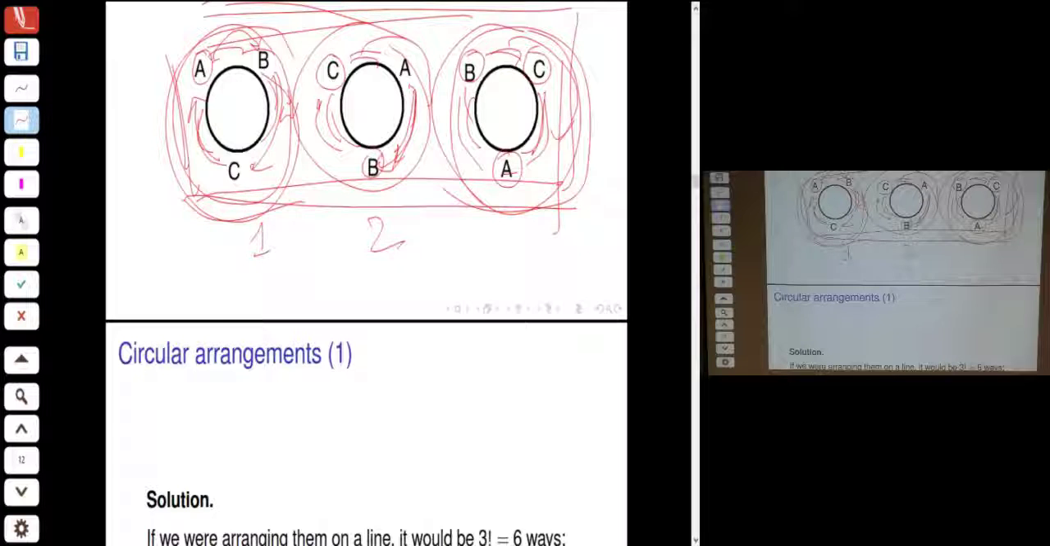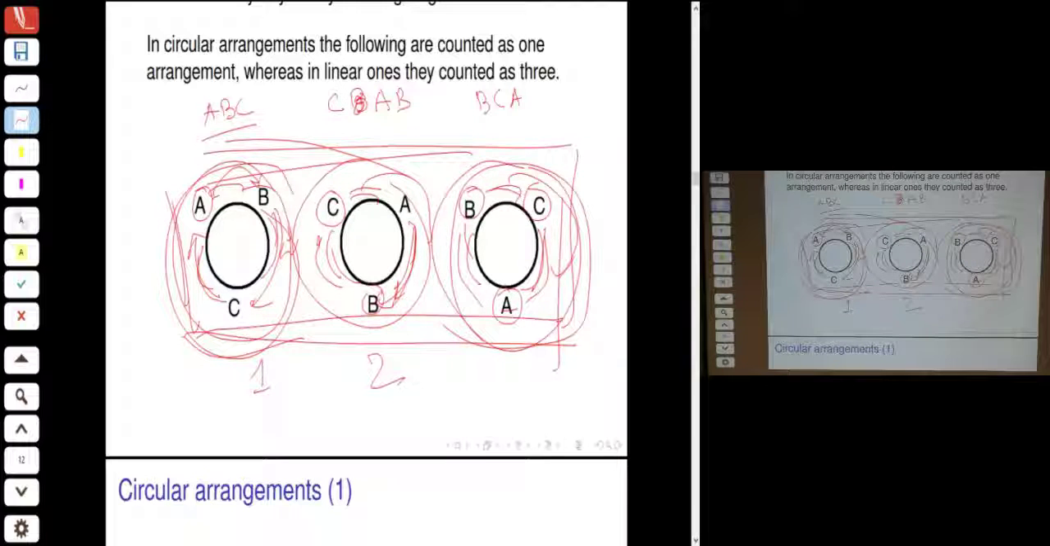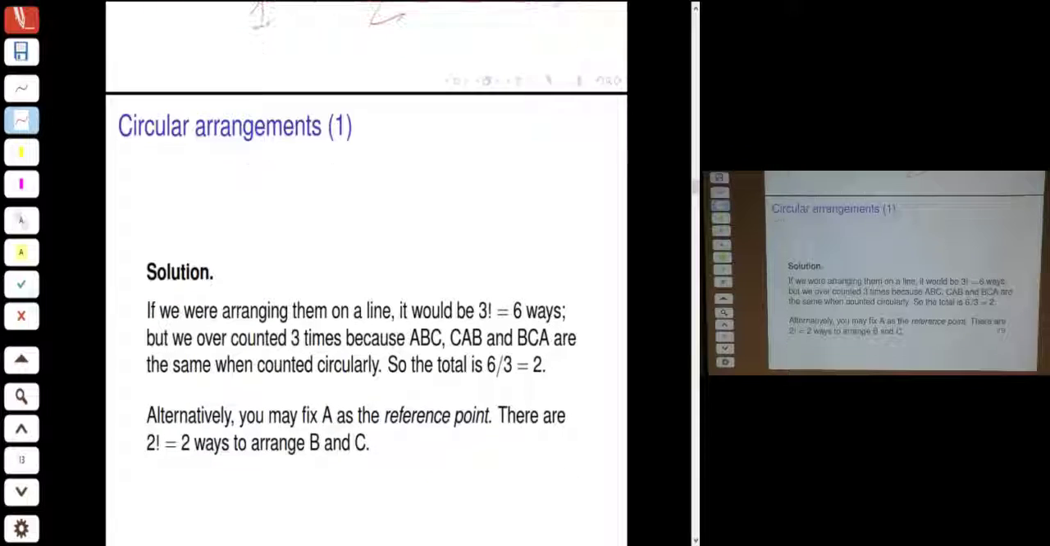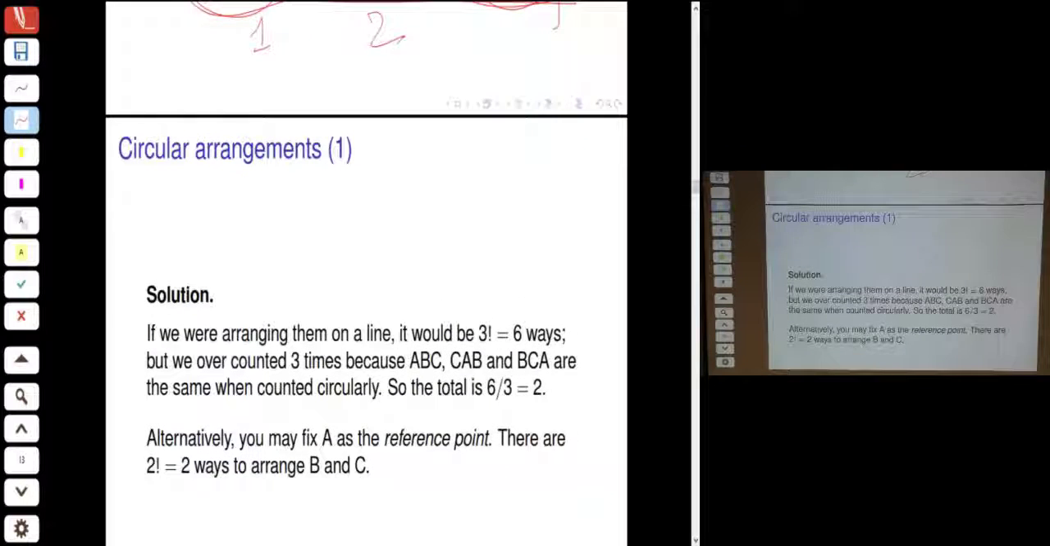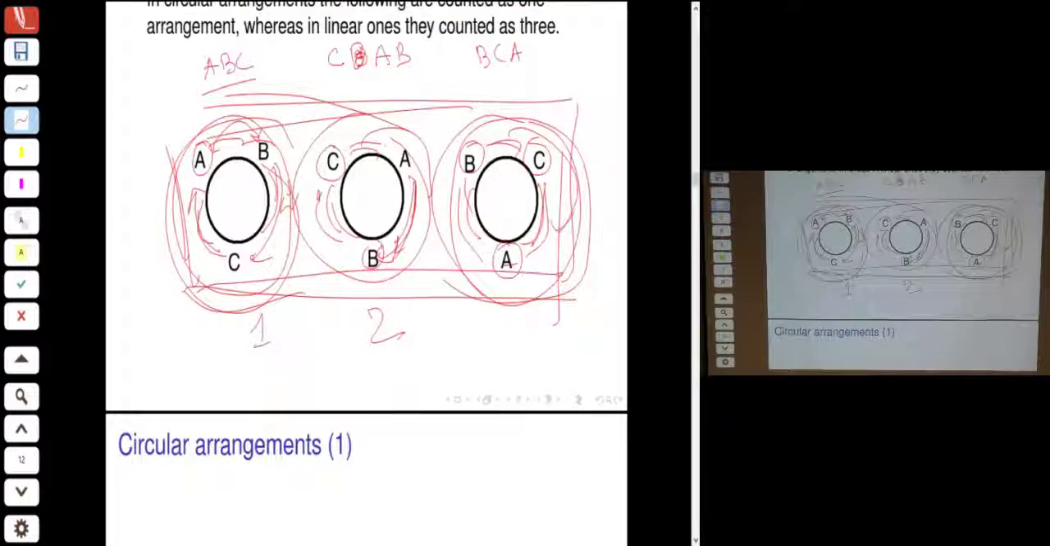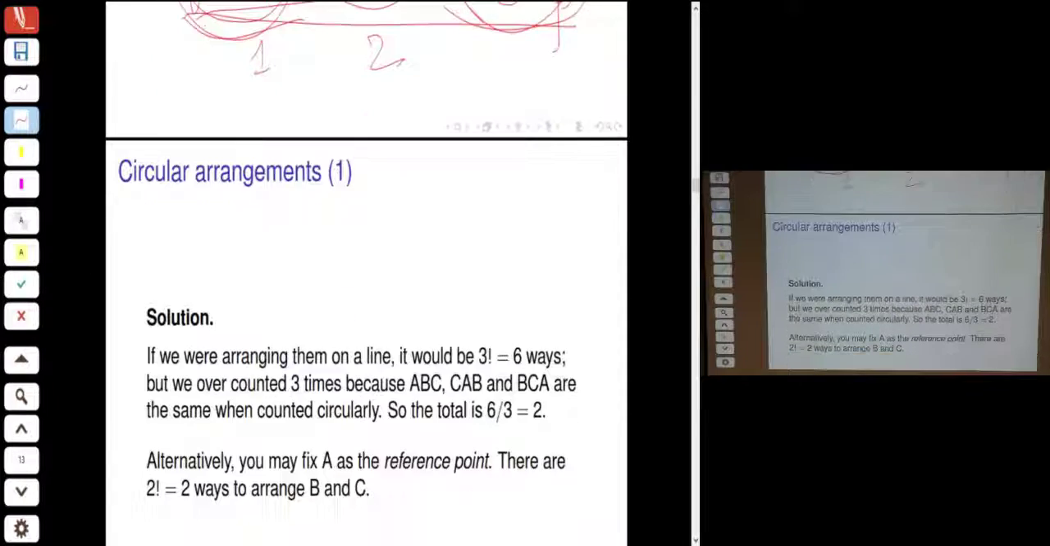So how many ways are there of seating the guests A, B, and C at the table? Again, let's begin from a simple situation which we know how to do, which is the case when we are arranging them on the line, and then there would be 3 factorial, which is 6 ways.